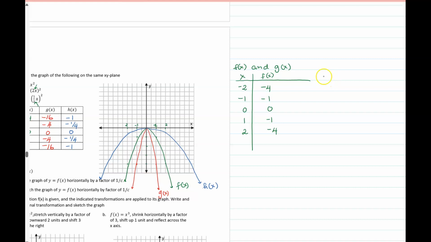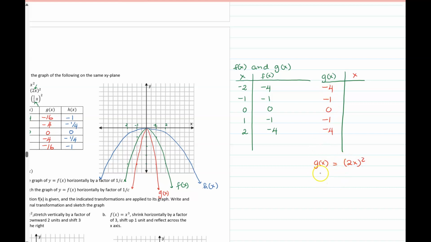Let's take a look at g of x. Let's say I want g of x to have the same value as f of x. If I want g of x to have the same value as f of x, -4, -1, 0, -1, -4, what would happen to the value of x? So I know that g of x is equal to 2 times x squared.